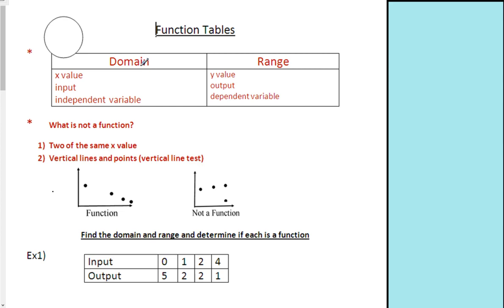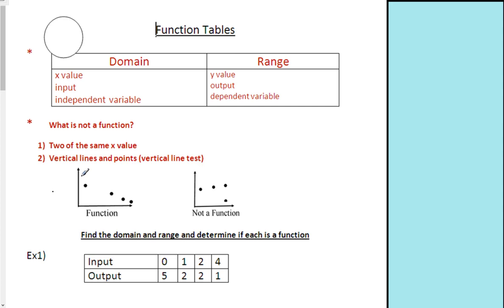Today we're going to learn about some new words, very key in this class: domain and range. Domain is a big word for the x values, or the inputs, or the independent variables. We're not going to get into independent variables today, but the domain is the x values or the input. Okay? When I say range, I mean the y values, the outputs. All right? Two things that are not a function: two of the same x value, and then vertical lines or points.